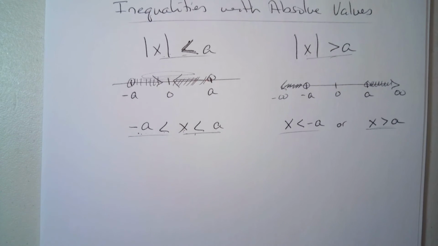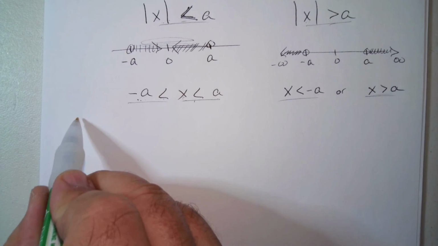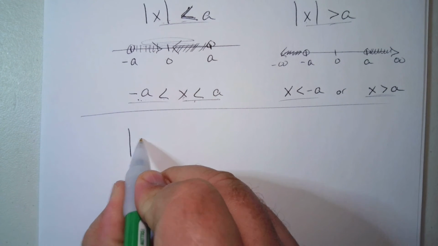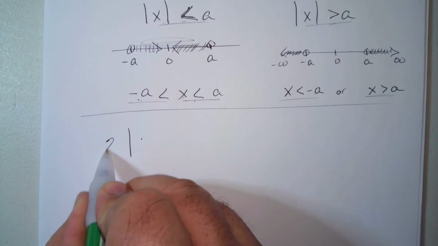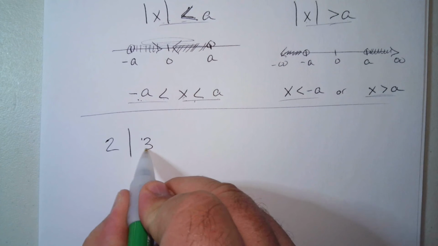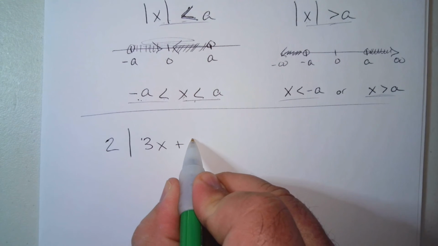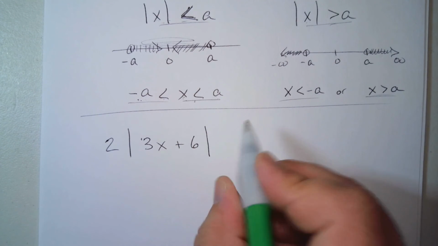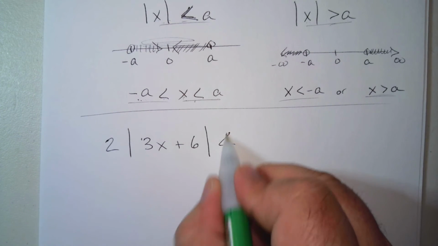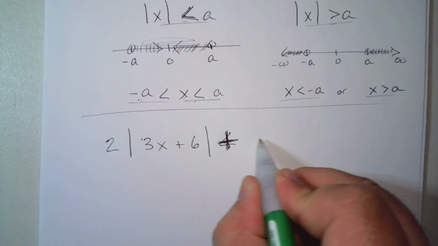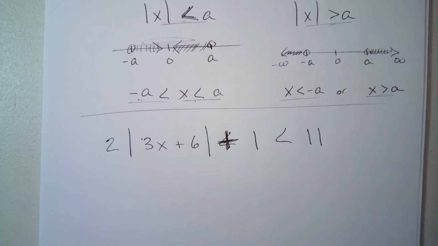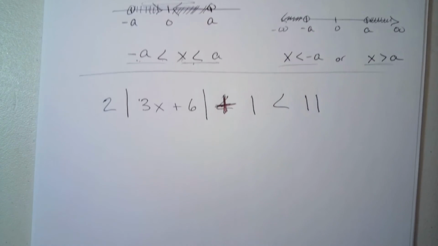All right, let's look at some examples here. Absolute value of, let's see, 2 times 3x plus 6, plus 1. Let's give you the full treatment here. Is less than 11.